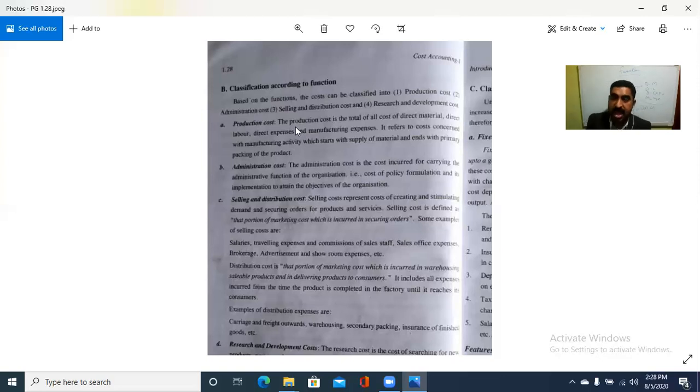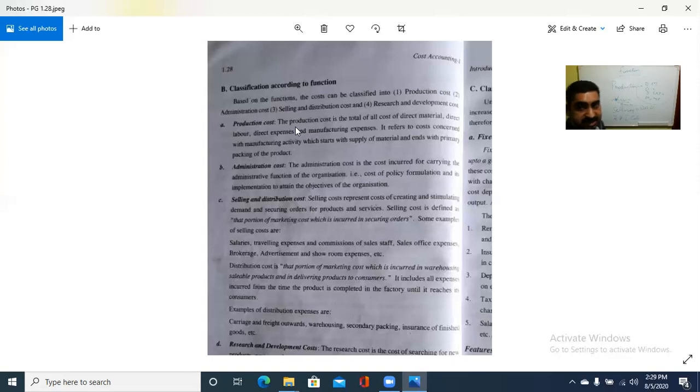So once again, administration cost is the cost incurred for carrying the administrative function of the organization, that is the cost of policy formulation and its implementation in order to attain the objectives of the organization. So that is administration cost, means administrative work. That denotes administration cost.